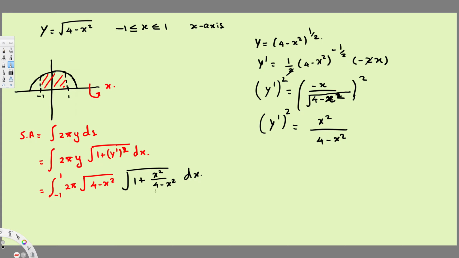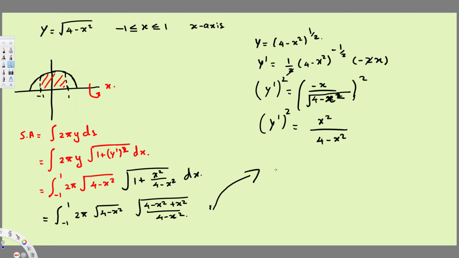If you notice, if I take the common denominator and separate the denominator, I can cancel it. So let's do that part. This is going to be -1 to 1, 2 pi square root of 4 minus x square. And if I take the common denominator, this is going to be 4 minus x square in the top plus x square, divided by 4 minus x square. I can write the denominator in a different way. Let's continue this one right here.